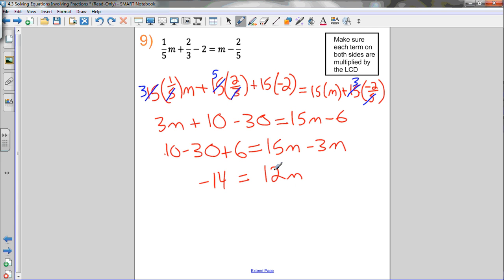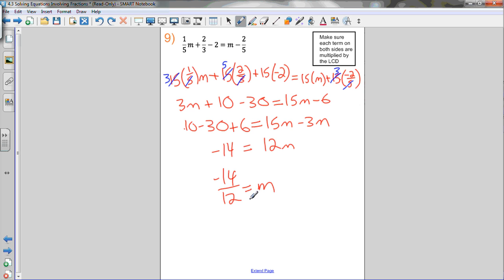Now isolate the m by dividing the 12 to the other side. I have 12 times m. Opposite of multiplying by 12 is dividing by 12. So divide the 12 to the other side. I get m equals -14 over 12. Put that in the simplest form.